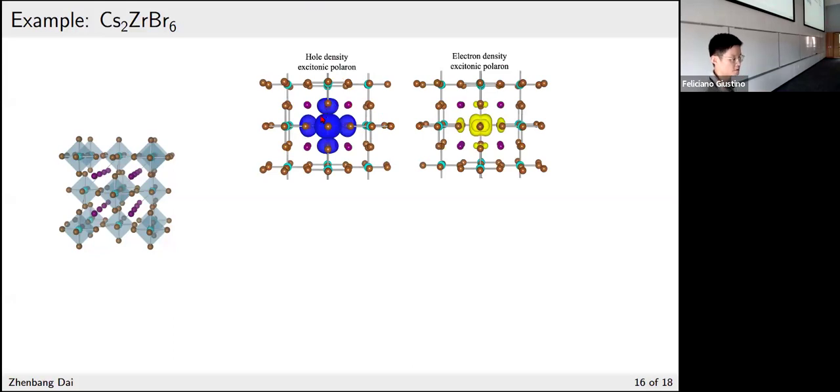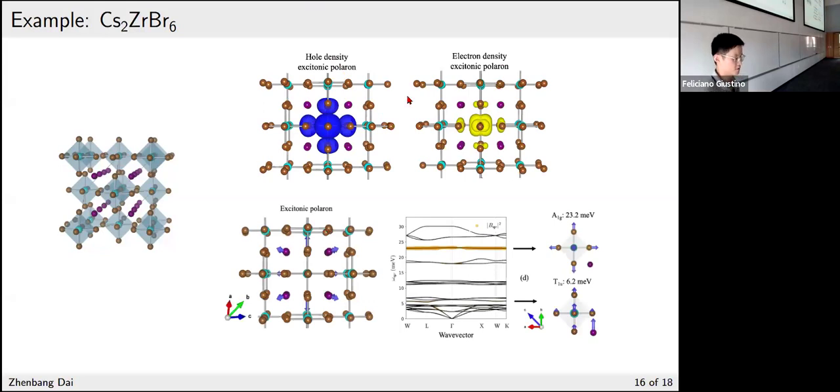And here is the hole density of the exciton polaron, and this is the electron density of the exciton polaron. And they have very similar localization length. And also, of course, we can figure out the atomic displacement as well as the phonon contributions. And in this system, we found that this optical mode has the most contribution to the formation of the exciton polaron.